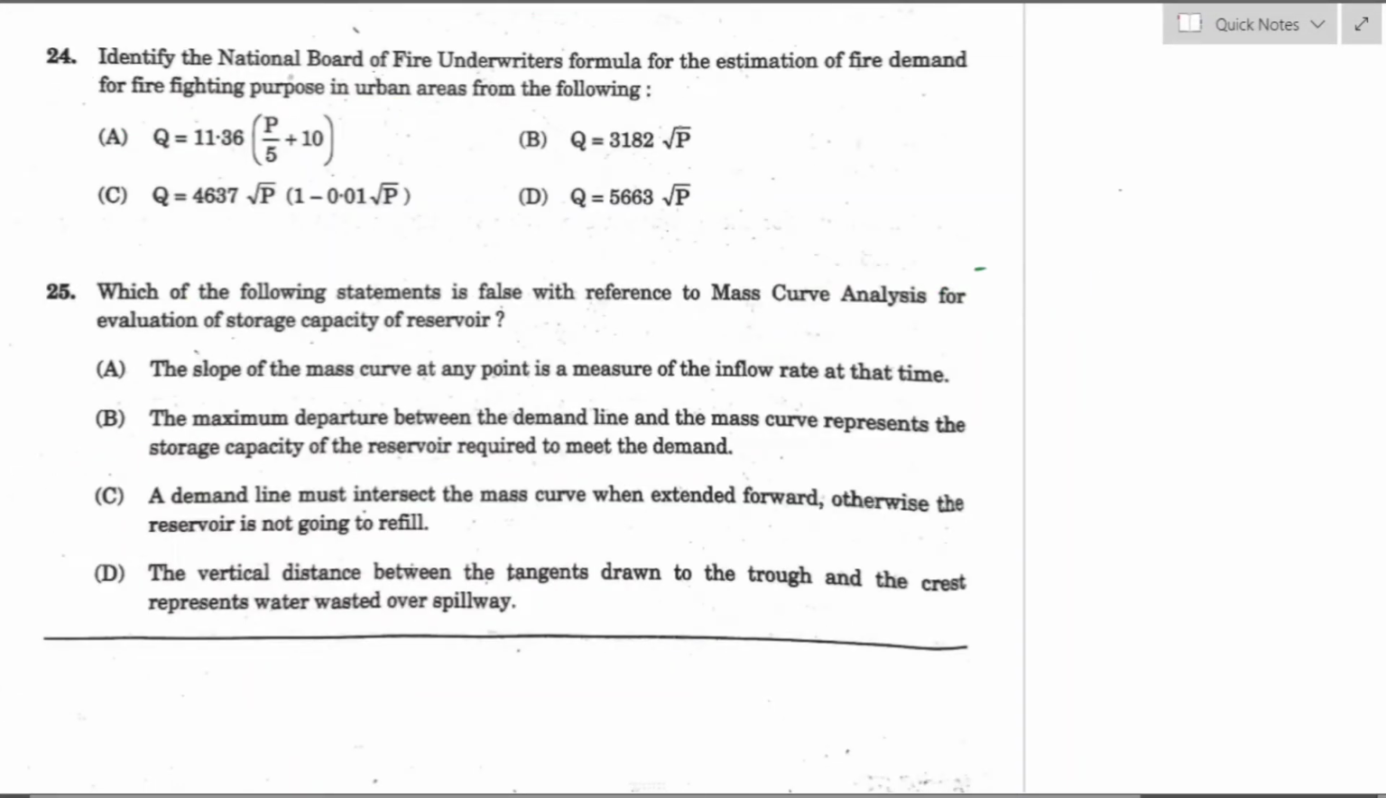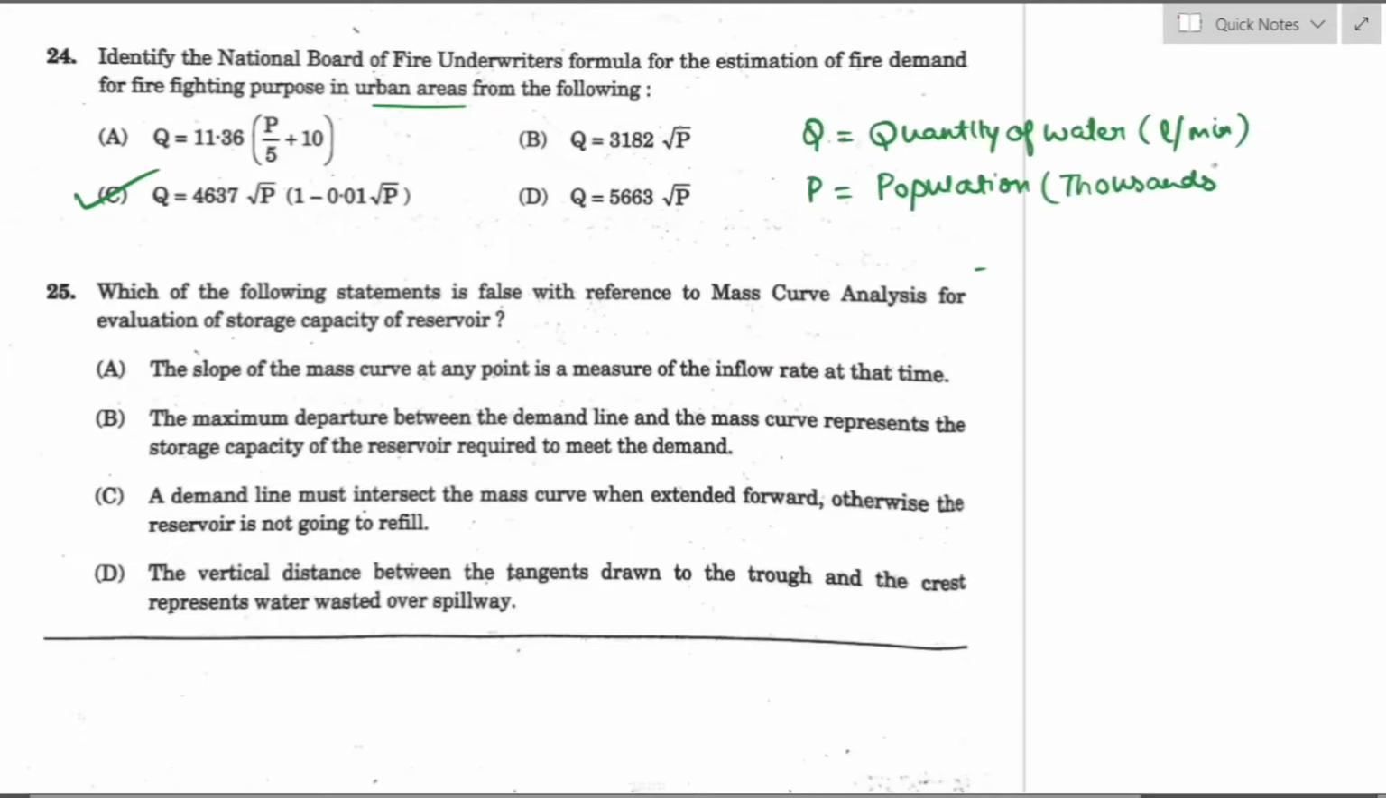Question number 24. Identify the National Board of Fire Underwriter formula for the estimation of fire demand for firefighting purpose in urban areas from the following. According to the National Board of Fire Underwriter formula, it is given as Q is equal to 4637 root P into 1 minus 0.01 root P. Option C is the right answer, where Q is the quantity of water in liter per minute and P is the population in 1000.